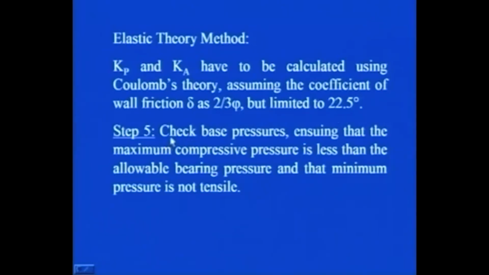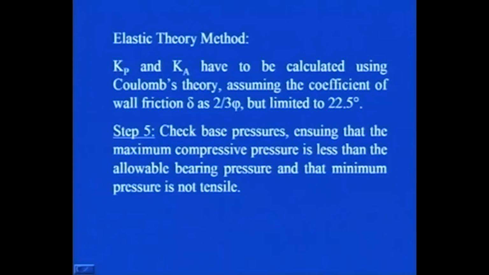Now, step 5 is that you have to check base pressures, ensuring that the maximum compressive pressure is less than the allowable bearing pressure and the minimum pressure is not tensile. You have seen that in Terzaghi's analysis also we found the base pressures, one maximum and one minimum, that is F maximum and F minimum. Likewise here also you have to do that, and the maximum one should be less than the allowable bearing pressure and the minimum one should not be tensile.